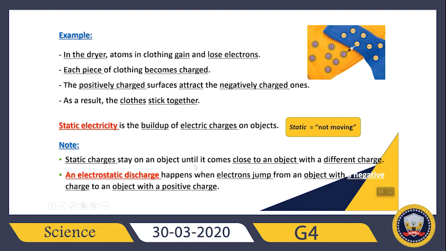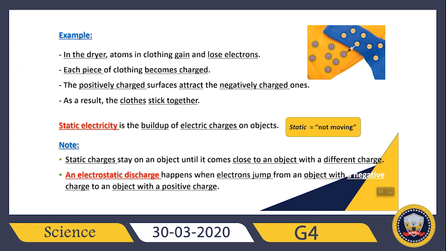Again, electrostatic discharge happens when the electrons, these negative charges, jump from the object of negative charge to an object of positive charge. Something happens when they jump from here to there. This thing is called electrostatic discharge. But actually, this is a small one. We cannot feel it, or we can feel it, but not that much.